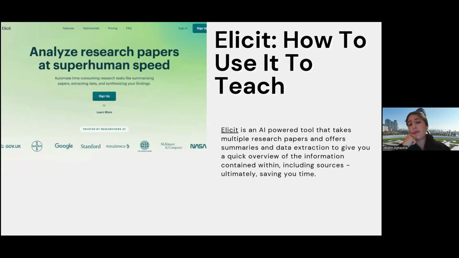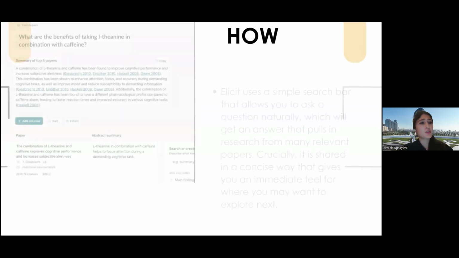And I'd like to say more about LSE. This is a good platform where you can find multiple research papers, more than 200 plus. It also offers summaries and data extraction to give you a quick overview. And in all the platforms, you need to sign up and use it free for some interval, and after that you need to pay. And that is why Elicit is a good platform.